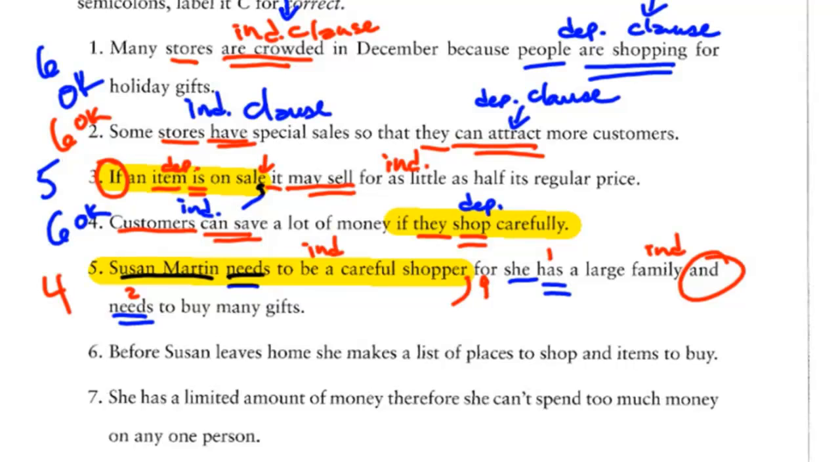Before Susan leaves, she makes a list of places. Susan leaves, she makes. First part is dependent, second part is independent. I'm going to put a comma after home. This is similar to pattern number 5.